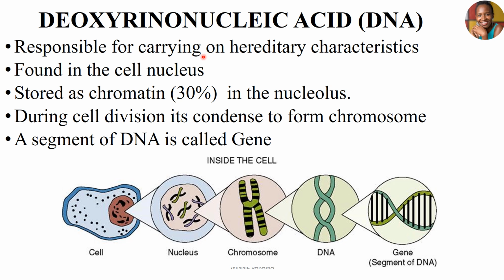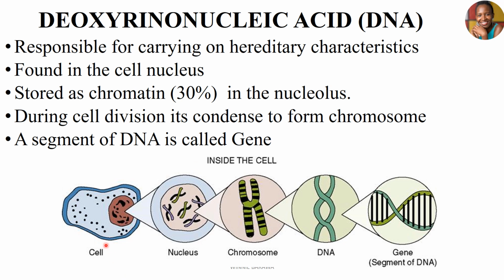So we will see later on that chromatin is part of the chromosome inside it. So it's stored as chromatin, like 30% in the nucleolus. And during cell division, the DNA condenses to form what we call the chromosome. So a segment of this DNA now is what we are calling the gene.